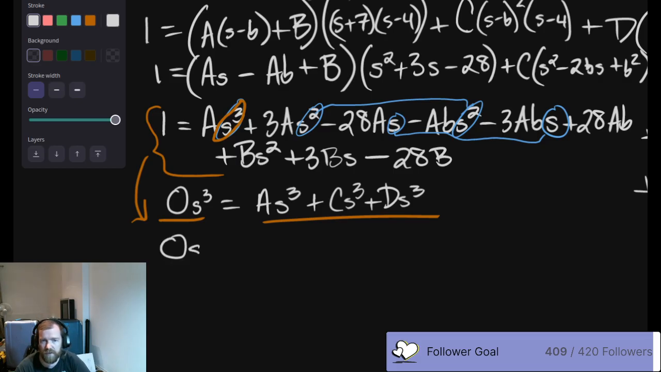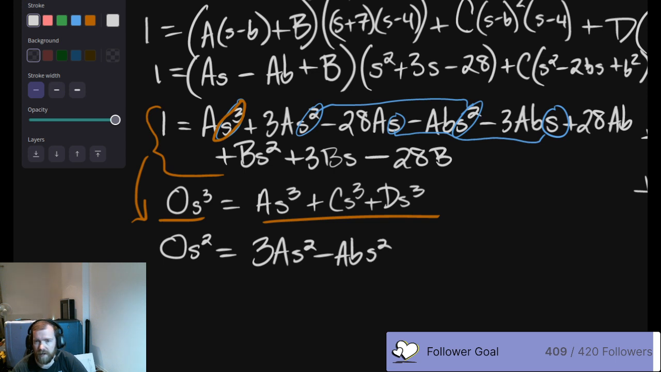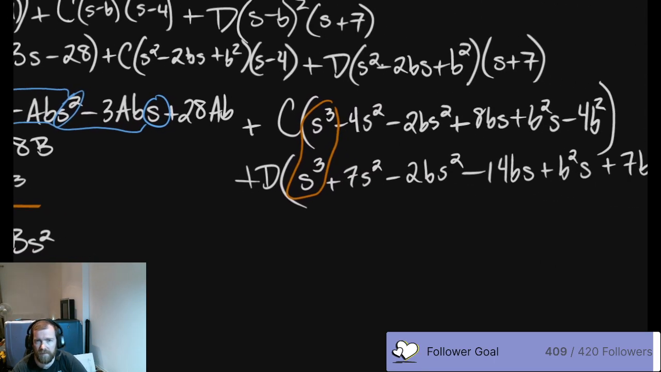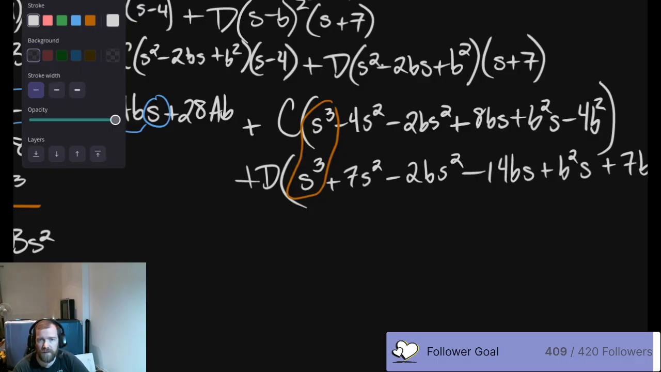All right, so 0 s squared is now equal to, we've got a 3a s squared minus a lowercase b s squared and plus b s squared. Then we move over. All right, then c, we need a minus 4c s squared minus 2c lowercase b s squared.